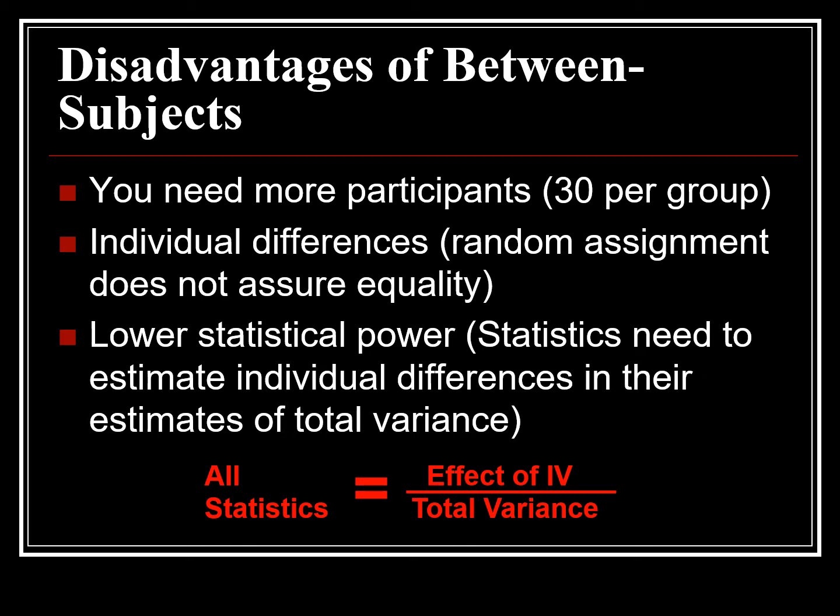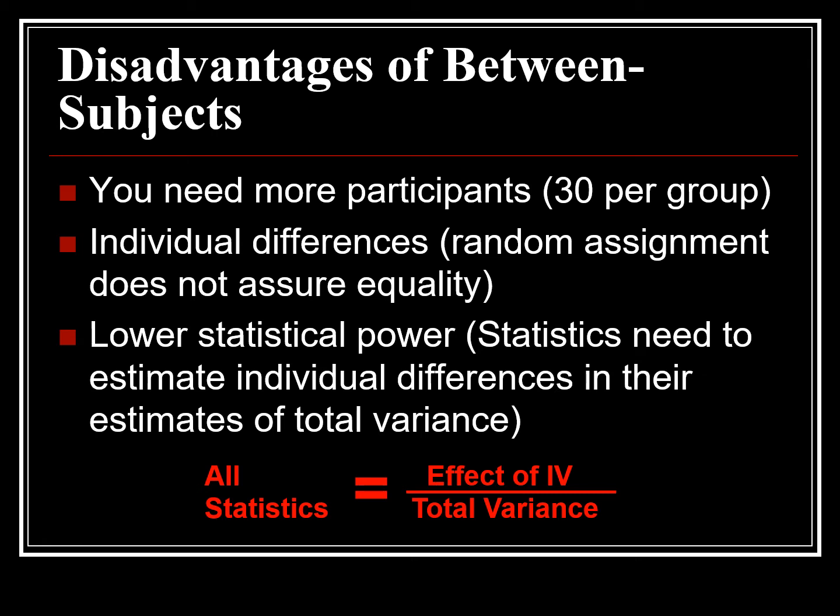So there are still going to be individual differences. Random assignment does not assure equality. It's a damn good tool. It works most of the time. But we've already talked about the smaller the sample, the more likely those individual differences may cause effects. Random assignment works better with larger samples, another reason to have a lot of participants.